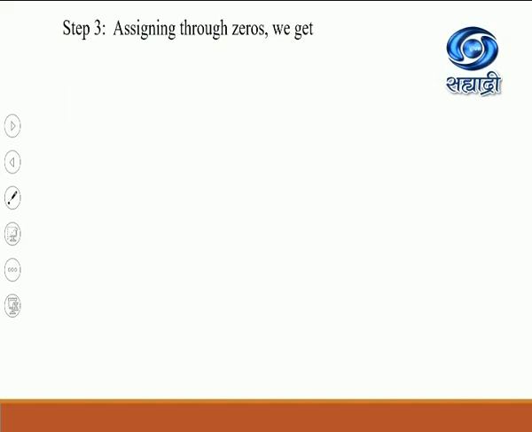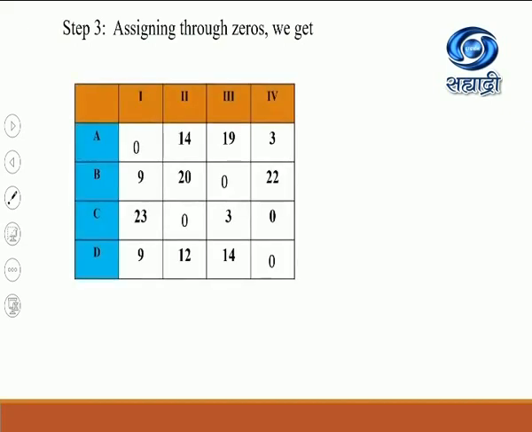Now assigning through zeros. So let us see, the first row has only 1 zero. So assign it. There is no other zero in that column. Let us go for the second row. There is only 1 zero. So assign it. There is no other zero in that column. Let us go for the third row. There are 2 zeros. So we will leave it for now.